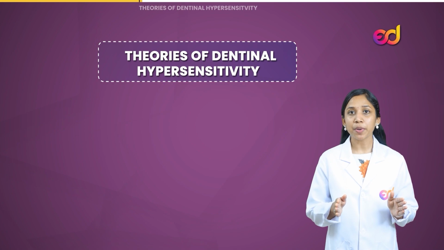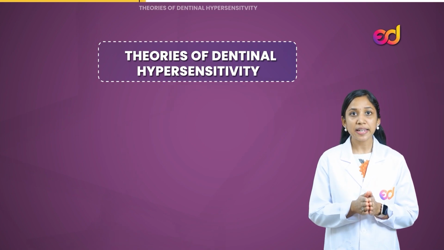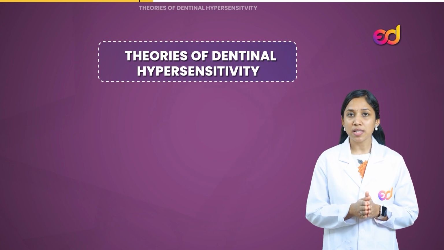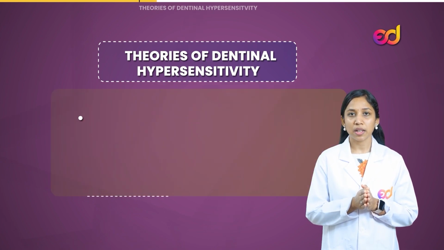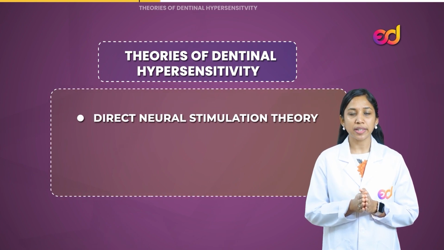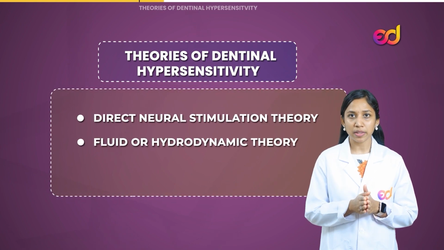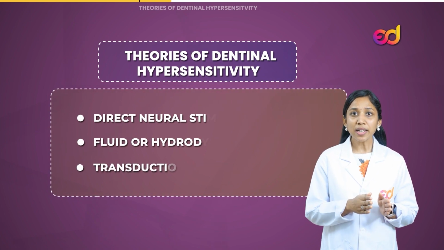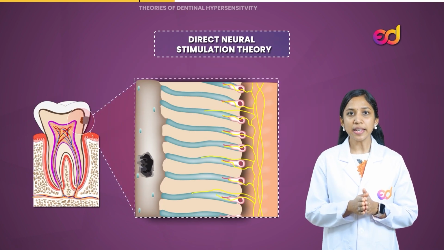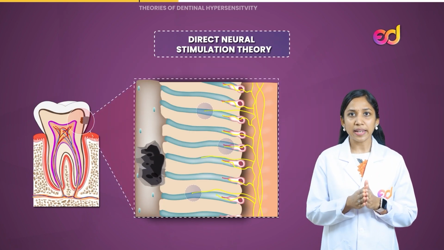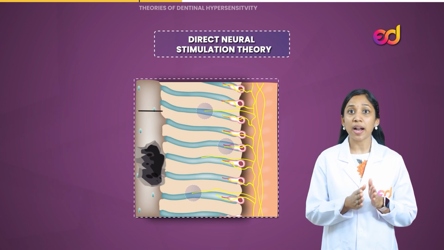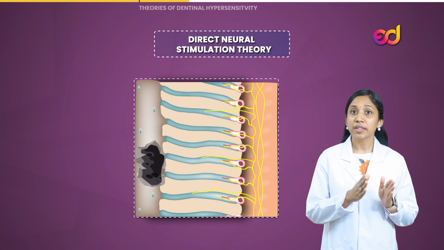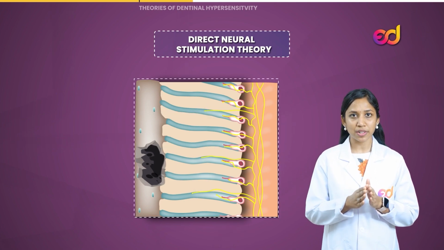Many theories had been proposed to explain how dental hypersensitivity occurs, out of which three main theories are considered the most. They are direct neural stimulation theory, fluid or hydrodynamic theory, and finally the transduction theory. Starting with the direct neural stimulation theory, it states that nerve endings inside our dental tubules are directly stimulated and cause sensitivity or pain. But the theory was not taken into consideration.